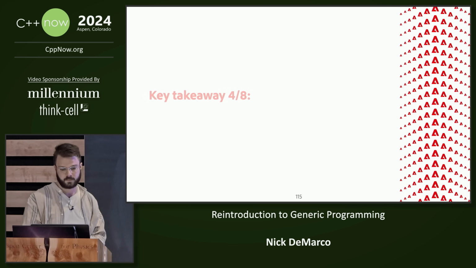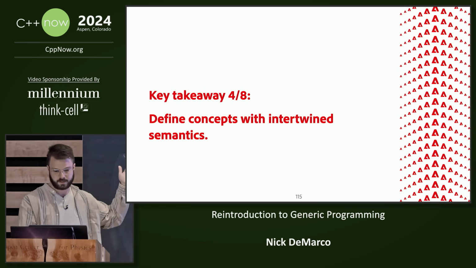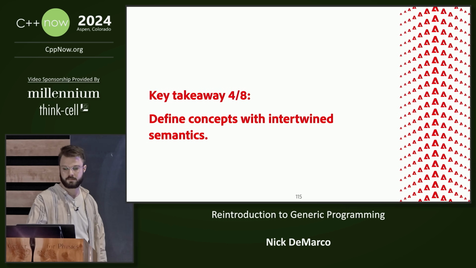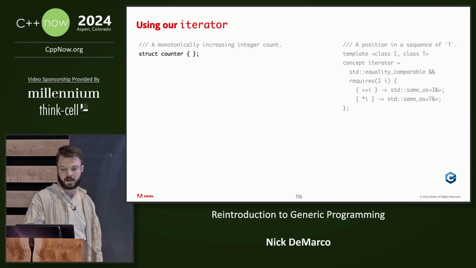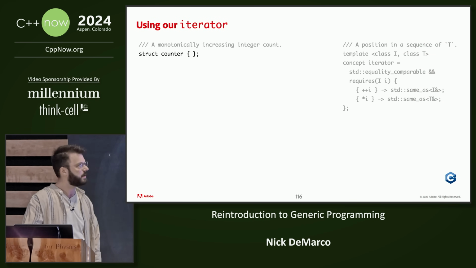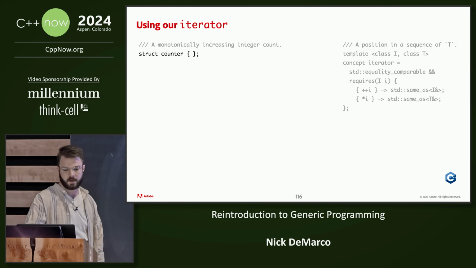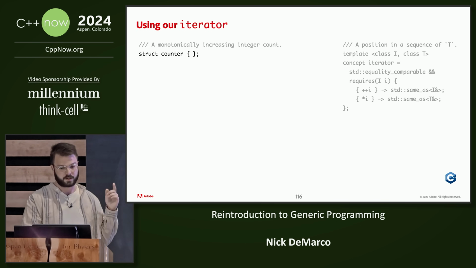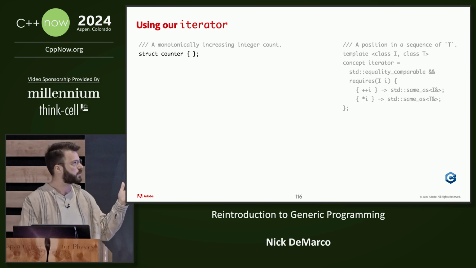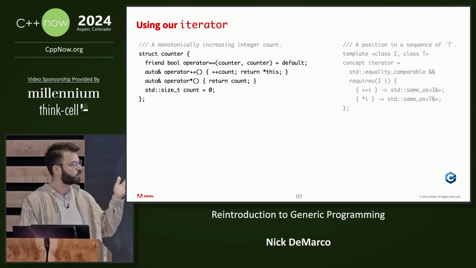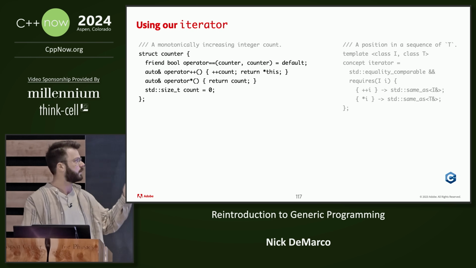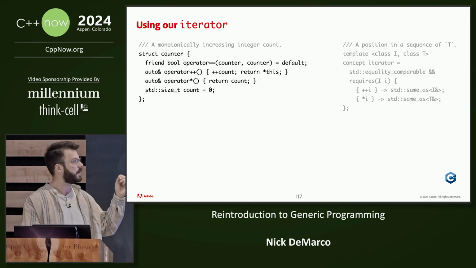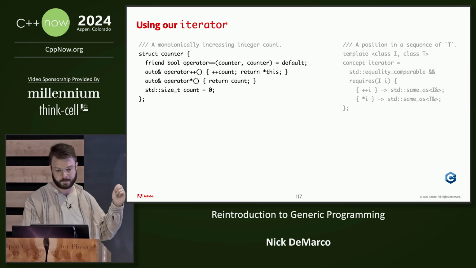So, what is this? Define concepts with intertwined semantics. All right, let's give our iterator concept a bit of a test drive here. For the sake of example, I'm going to implement the simplest possible class that conforms to this concept, a counter. All we're going to do is wrap a size_t, right? And then I'm going to expose the iterator interface for it, just wrapping a size_t, no tricks.